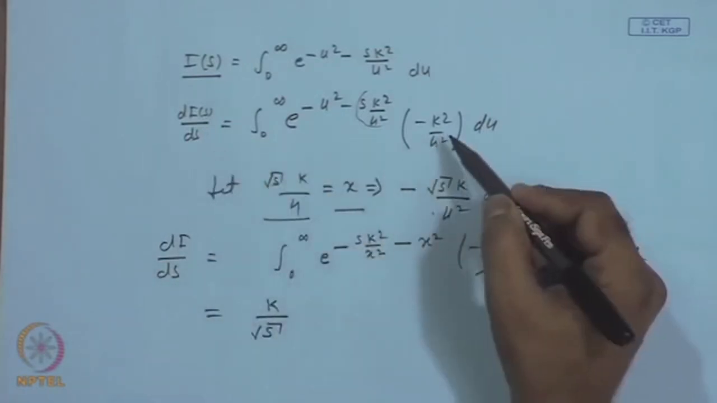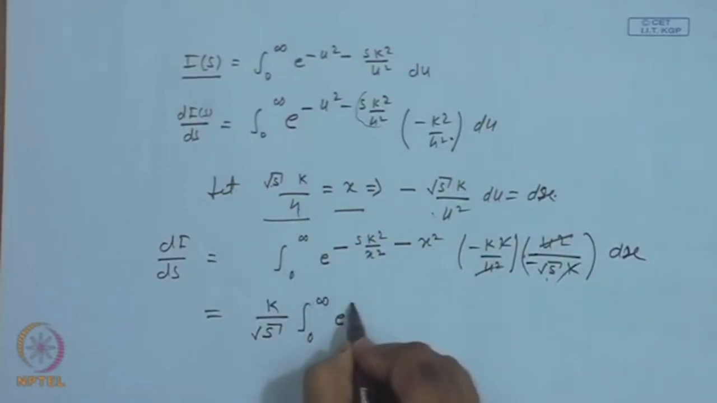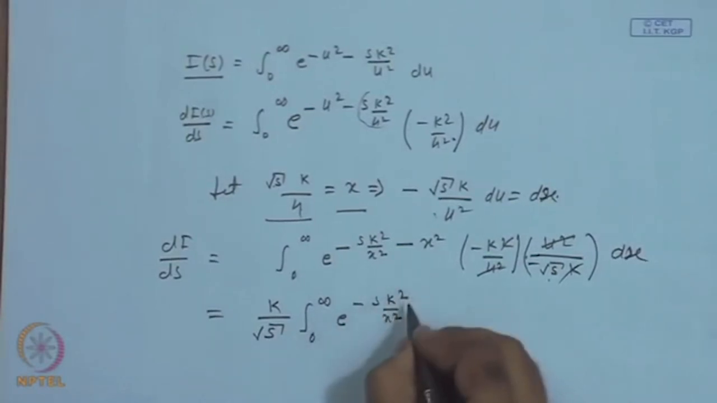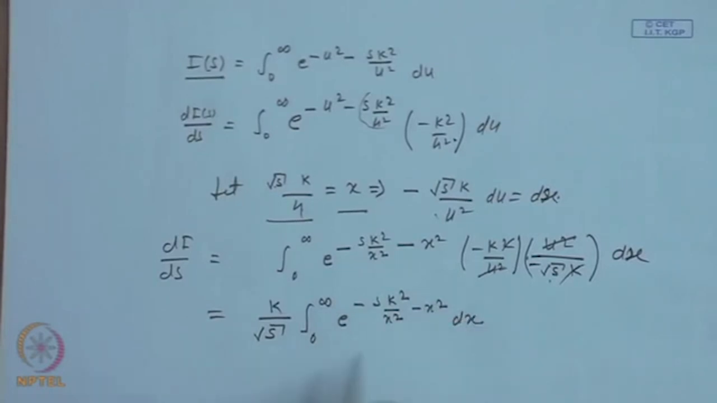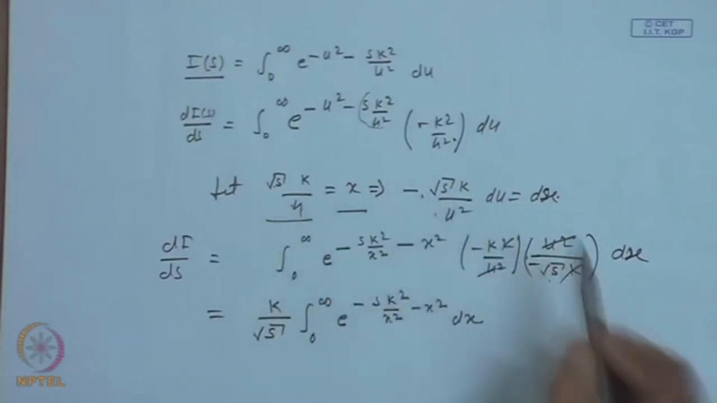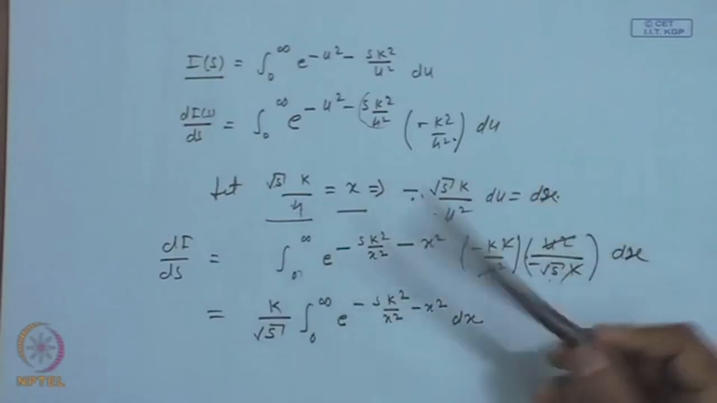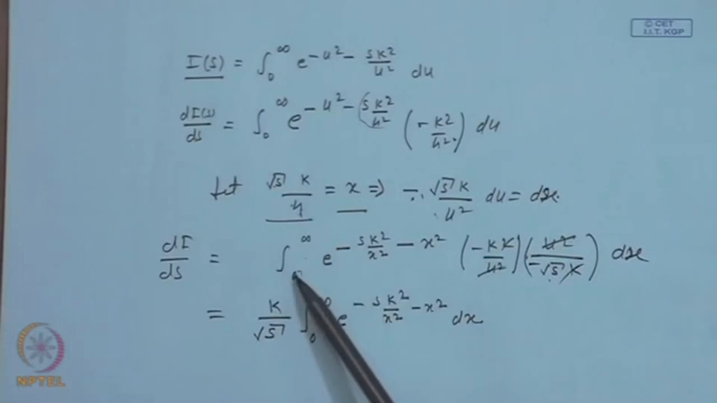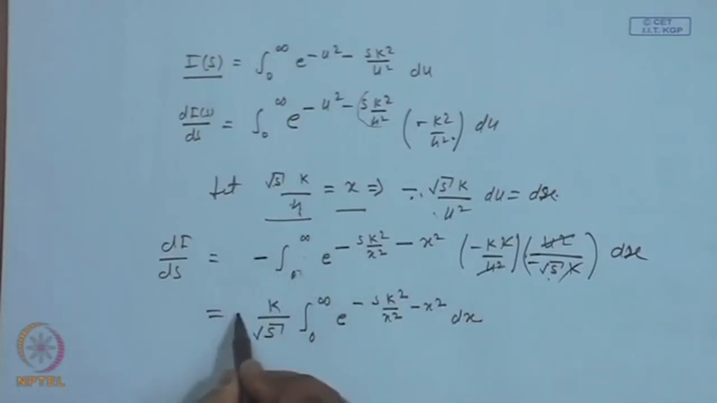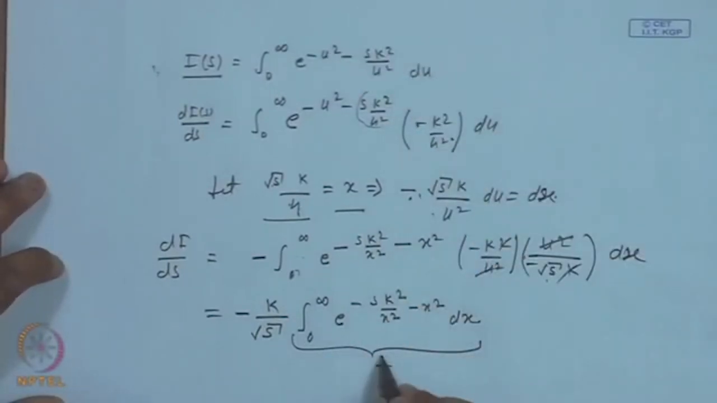Here we have minus k^2 over u^2, and so what we get is 0 to infinity e^(-s k^2 over x^2 - x^2) dx. So minus minus, dI over ds we have with the minus sign here, and if we take this we get 1 minus at this point. When the limits come, when u is 0 we get the infinity limit, so we change the limits here and a minus sign will come. So we have minus k over square root s, 0 to infinity, this dx, and now note that this is again I(s), the same form. The only change is that u is changed now to x. So we have again here I(s).